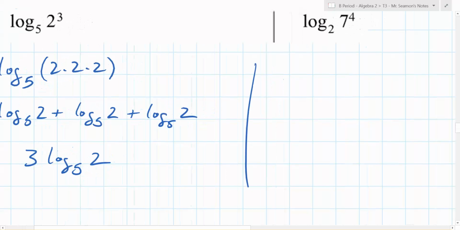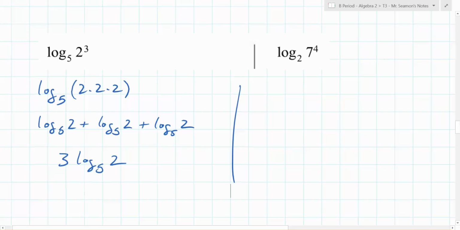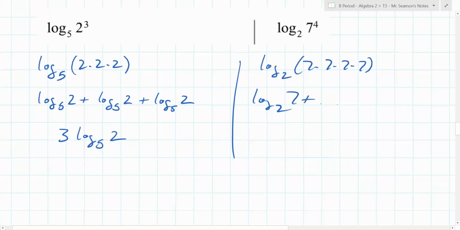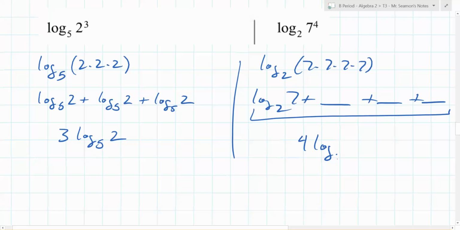Let's go over here. What does log base 2 of 7 to the 4th mean? Log base 2 of 7 times 7 times 7 times 7. Oh, that's log base 2 of 7 plus the same thing, right? So how many of these apples do we have? 4 log base 2 of 7.